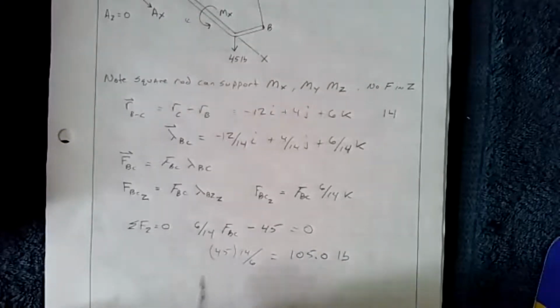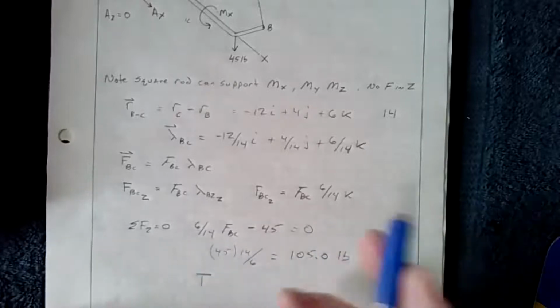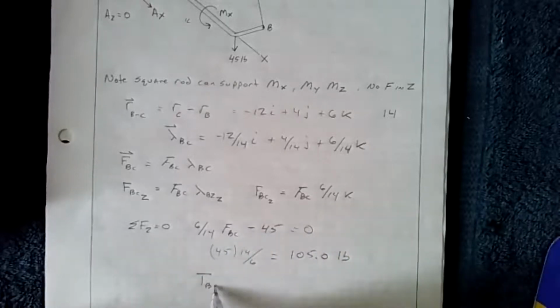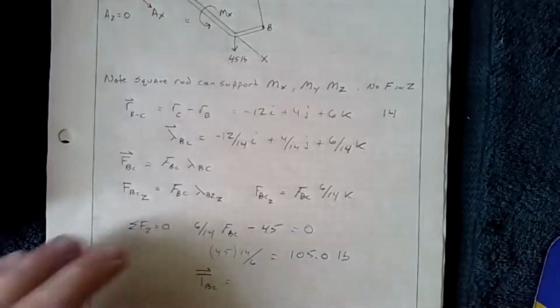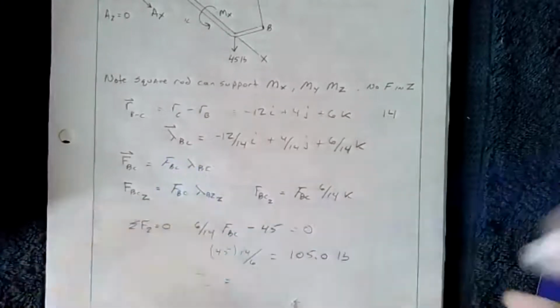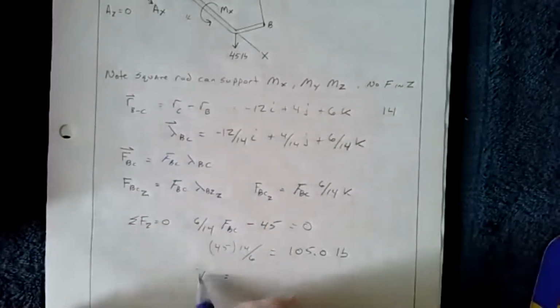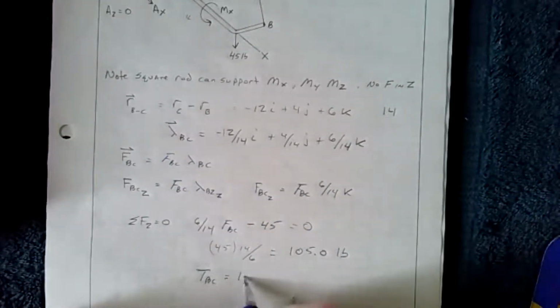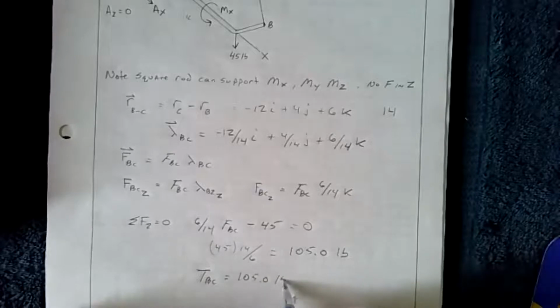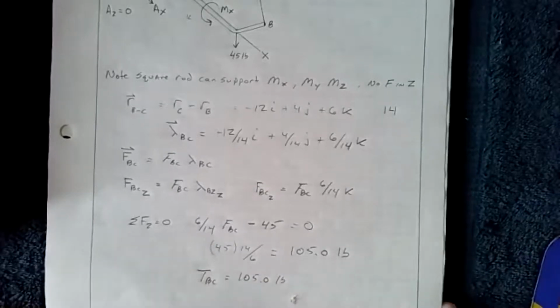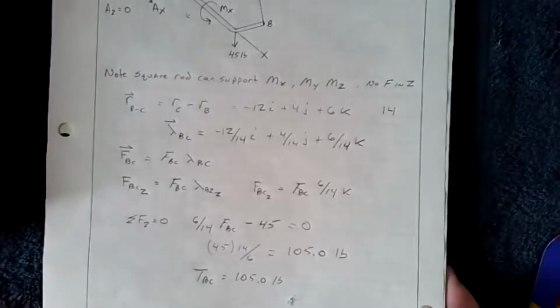So there, I've solved for the tension. Force BC, tension BC, same thing. But so the tension BC equals, not the vector, sorry, we only wanted the scalar. So tension BC is 105.0 pounds. So simple concept, but you see how that worked out.